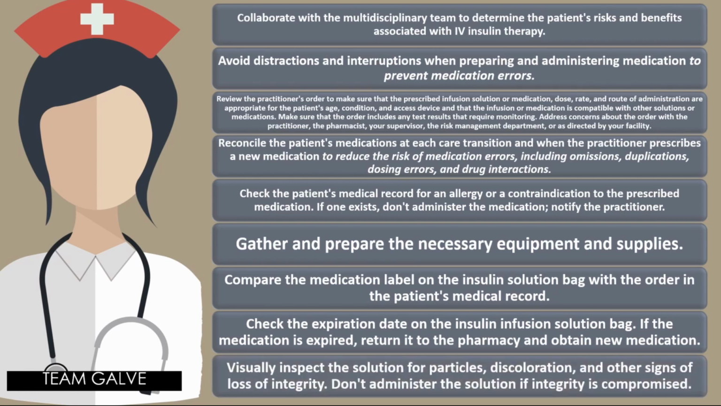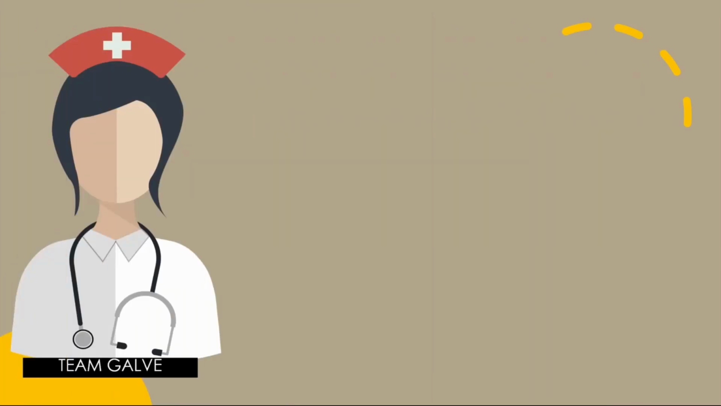Last one, visually inspect the solution for particles, discoloration, and other signs of loss of integrity. Don't administer the solution if integrity is compromised. Normally, ang color ng insulin natin is white. So, kapag napansin mo na nagbago yung kulay, naging yellowish, may mga particles na mumuo-muo, yung mga ganon, or even dun sa packaging, if there's a break or it's already open, kapag ikaw nagpe-prepare nito, don't use it. Use another one or return it to the pharmacy. Alright? Continuation pa rin to ng ating implementation.